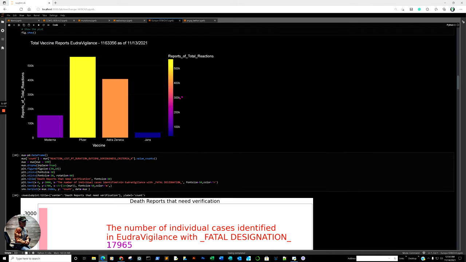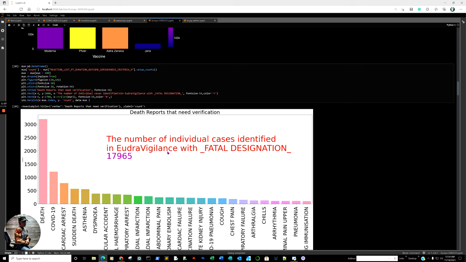There we are. We have 1,163,956 reports now being submitted to EUDRAVIGILANCE. Again, being the highest number doesn't mean it's the most dangerous because we have to look at it as a percentage of the number of vaccines being administered. And there's still Janssen being administered. I looked at it, there was like 1,000 shots out there somewhere, but that went up and so on and so forth. Most common number.